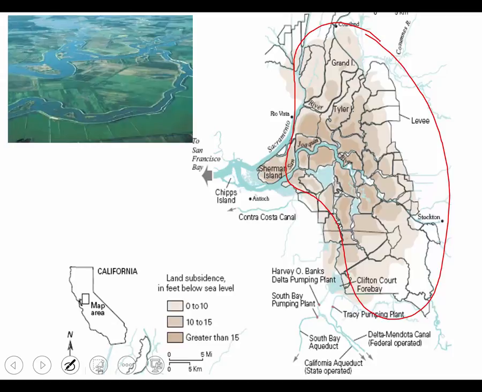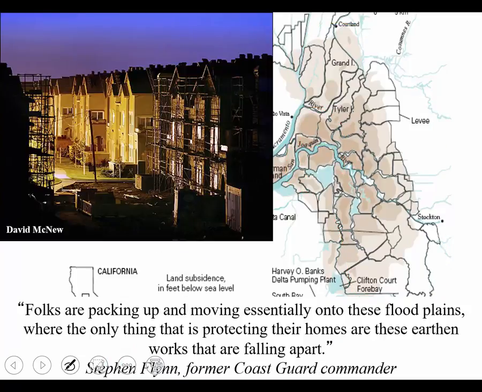And so we're getting up to 15 feet. The darkest areas here are subsidence more than 15 feet below sea level. I mean, this makes New Orleans look like a piece of cake. And so what's happening, of course, is people are moving into these newly drained areas that are subsiding.